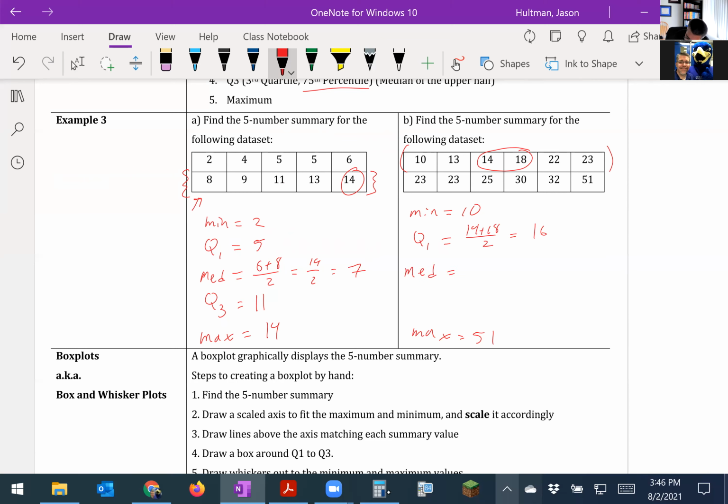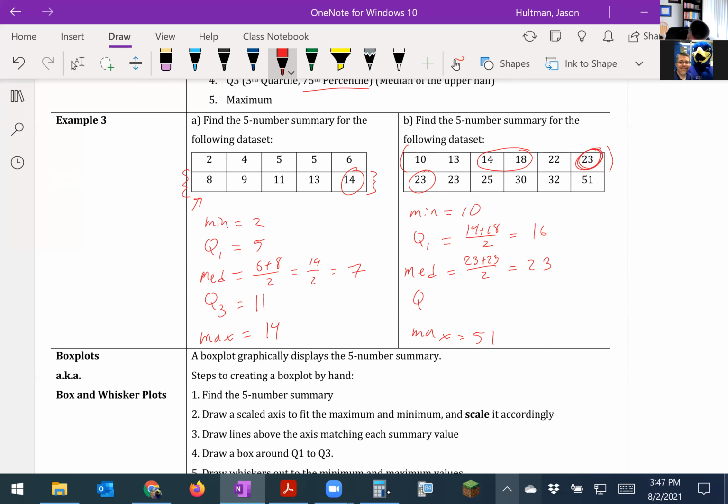Well, in 12 numbers, there is no middle number because it's even. If it's odd, you have a middle number. But if there's an even number of data points, you don't have a middle number. So I'm going to use 6 and 7. So this is going to be 23 plus 23 over 2, which is 23. Okay, so the median there was 23.